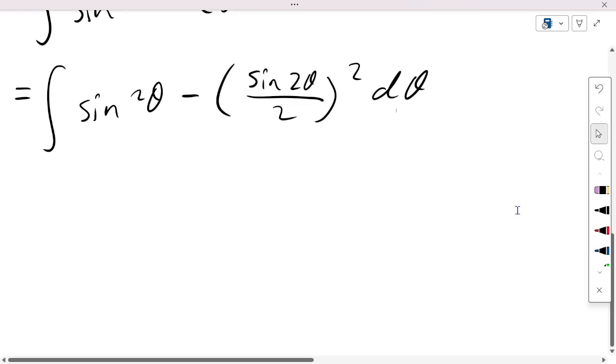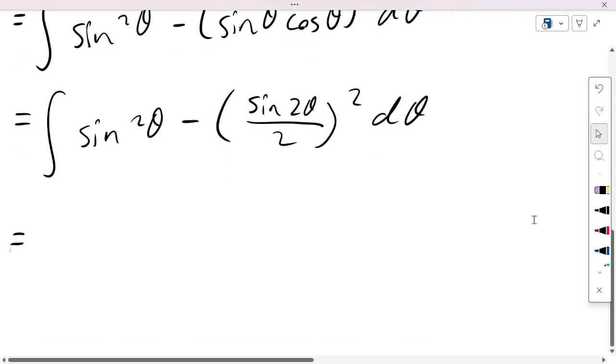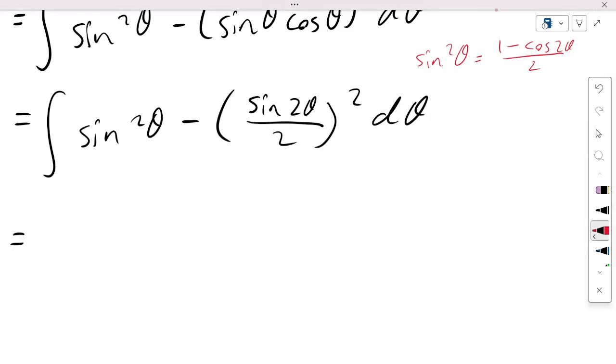Obviously now we can take the square in, like so. But before I take the square in, we need to look at one more identity quickly. Trust me, there's a lot of identities that we need to know. So by using the reduction formula identity, we know that sine square theta is equal to 1 minus cosine 2 theta divided by 2. So that's what we can substitute in.